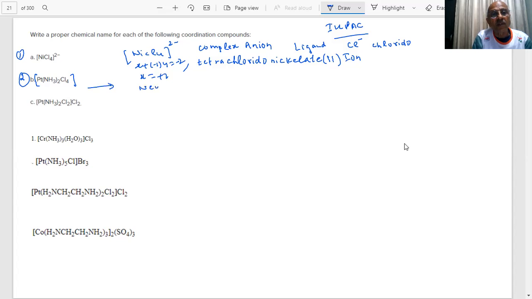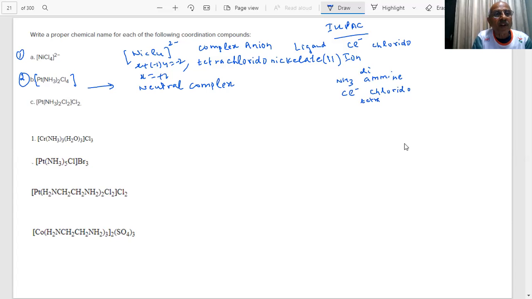How to write the IUPAC name? This is a neutral complex. There is no charge on the top of this. Do you see any charge here? Nothing. Any counter ion? No, nothing. Neutral. What are the ligands? NH3. What do you call NH3 as? Amine. And you have Cl4, Cl minus. That is chlorido, because it is an anionic ligand. How many are these? These are 2, so it will be di. How many are these? 4. Then it will be tetra.